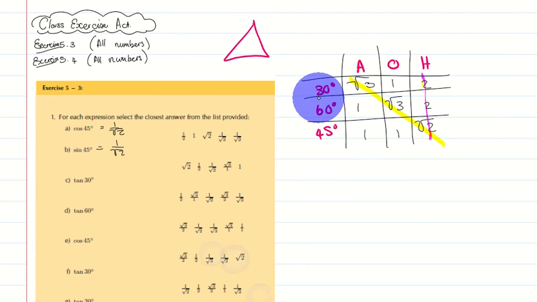Now, tan of 30, what is tan? Tan is opposite over adjacent. So I go to tan of 30, I'm standing in that line, and I need to take the opposite over adjacent, which is 1 over square root of 3. I would like you to complete the rest. That is a cheat sheet that you can use.